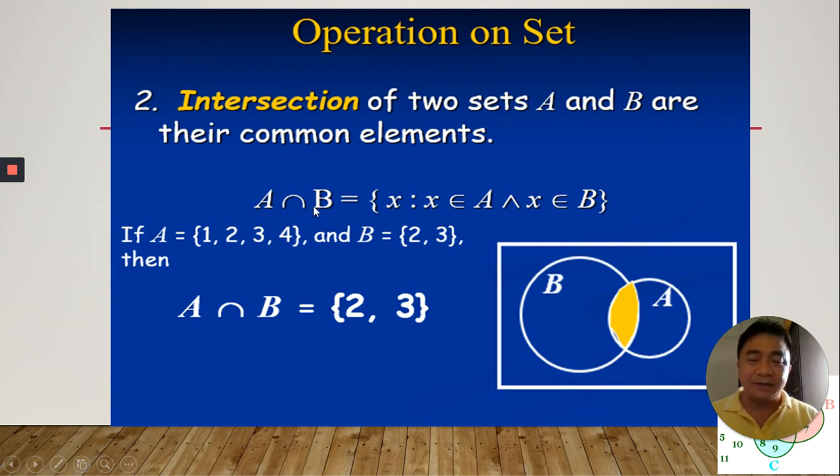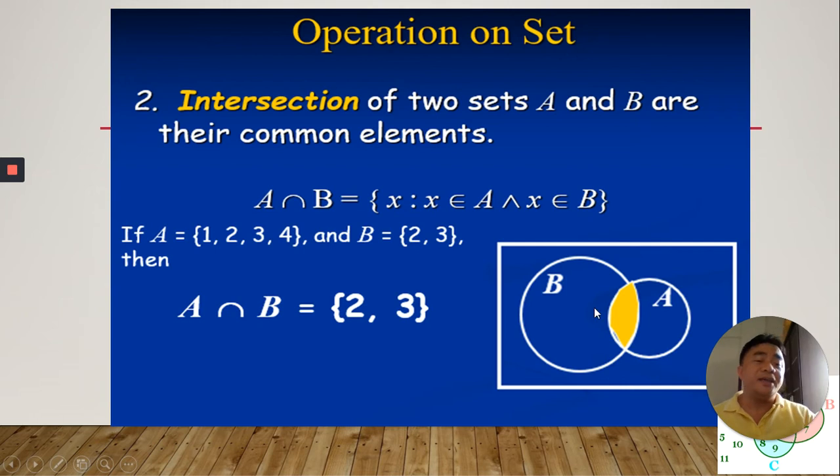So A intersect B is equal to x such that x is an element of A and x is an element of B. Meaning only the common elements between the two sets are to be considered. Just like this example, set A is equal to 1, 2, 3, 4 and set B we have 2, 3. So what are the elements which are in common? They are 2 and 3. Therefore A intersect B is 2 and 3.